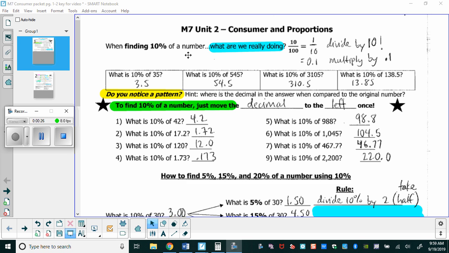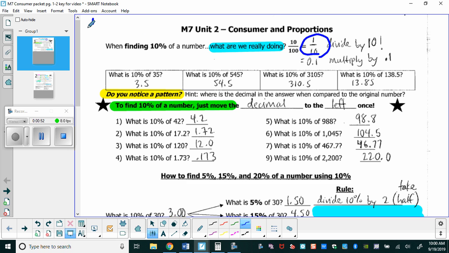So we're going to start here first with just some basic calculations and make sure we're good to go before we see any problems where we're actually trying to calculate any consumer math. And so first I'm going to get you guys started here with finding just 10% of any number. So what are we really doing when we're finding 10% of any number? You guys remember that percents are always out of 100. So 10% would be 10 out of this 100. And when we reduce that, we can divide both by 10, and we get this 1/10.